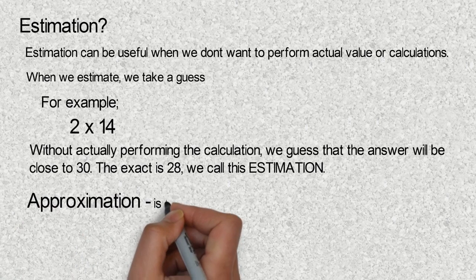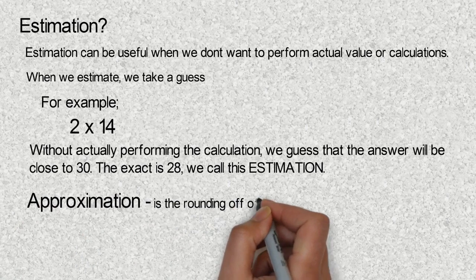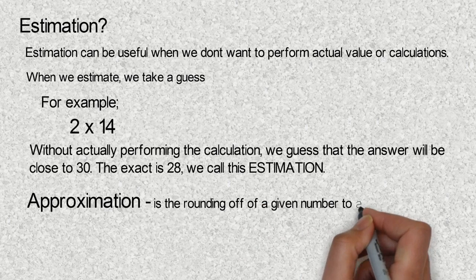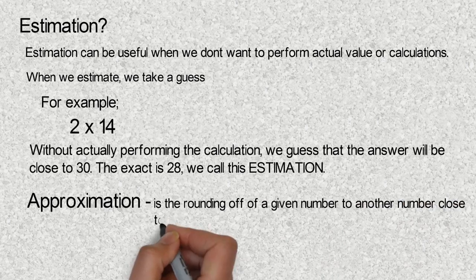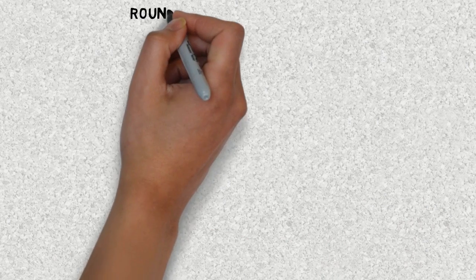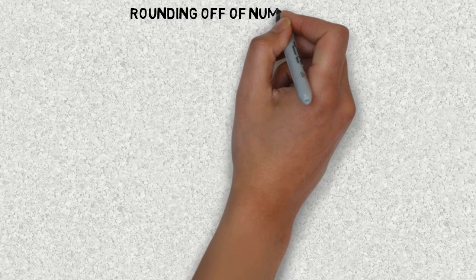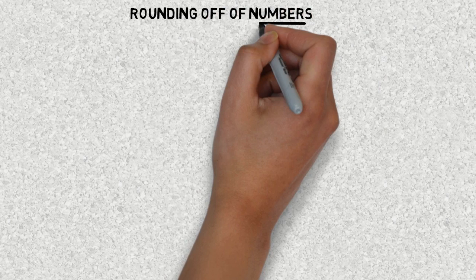So, what is approximation? Approximation, on the other hand, is the rounding off of a given number to another number close to it. So, let's look at rounding off of numbers. In GSS 1, that's Junior Secondary School 1, we talked about rounding off numbers. The reason we approximate is because sometimes it is not possible to give the exact value of some quantities. So because of this, we find it convenient to approximate.